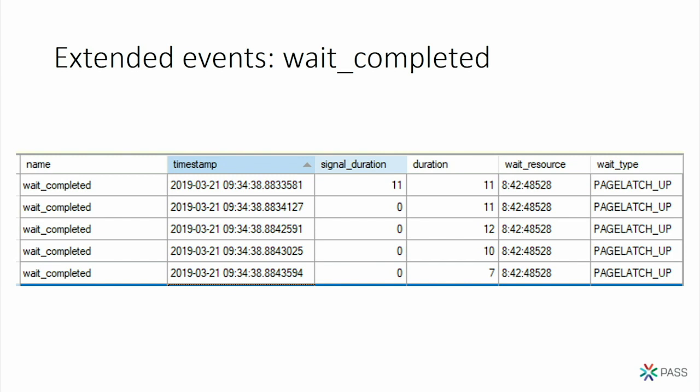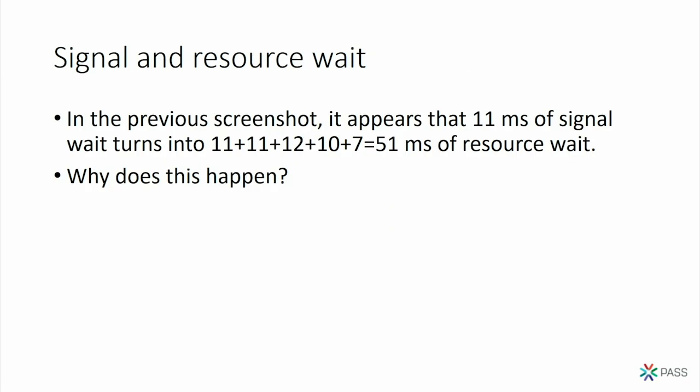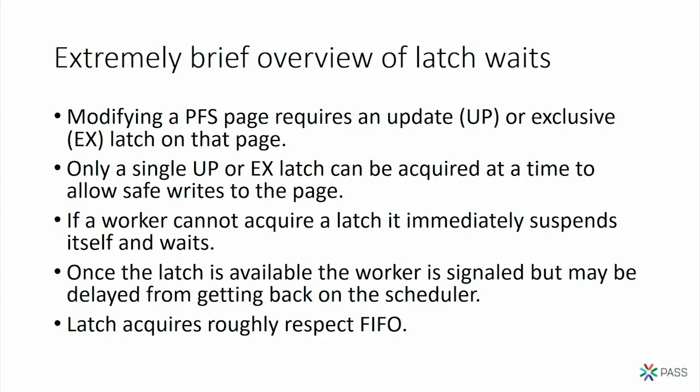Other workers have a resource wait. The first worker gets its latch and releases it. Then the other workers get and release their latch very quickly after that. So based on what's happening, it seems like my signal wait gets amplified into more resource wait. OK? So I'm going to do an extremely brief overview of latch waits.